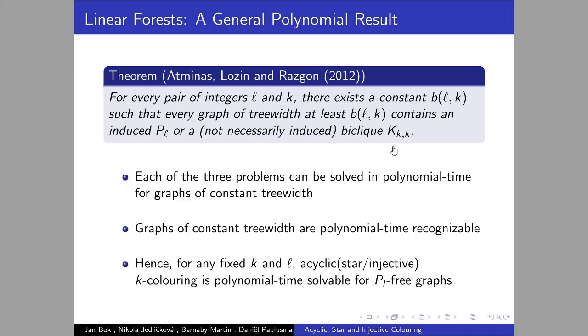And we know that our graph is H-free, so either it has treewidth at most this constant value, in which case we can solve each of the problems in polynomial time, or it's not k-acyclic, star or injective colorable. So each of the problems can be solved in polynomial time if H is a linear forest.